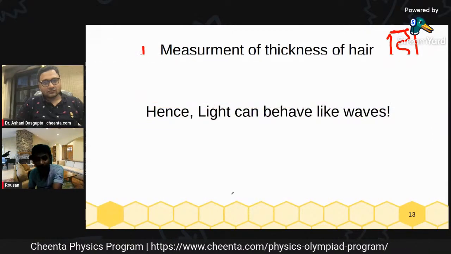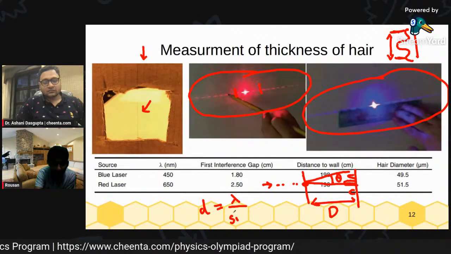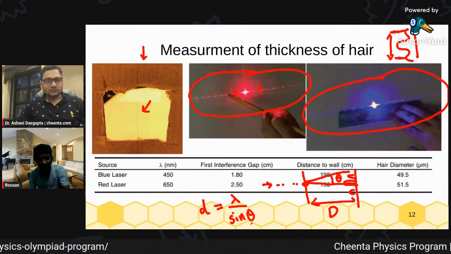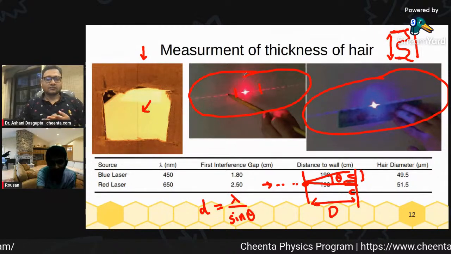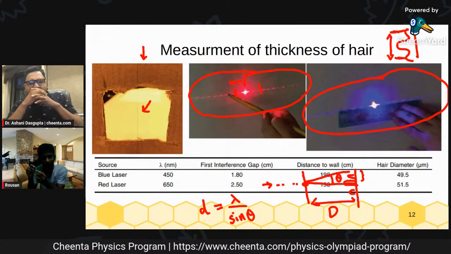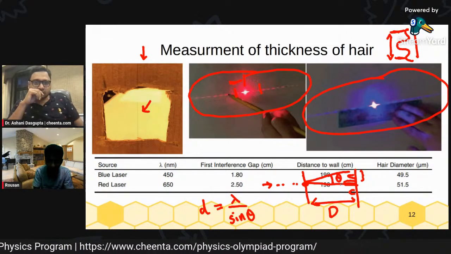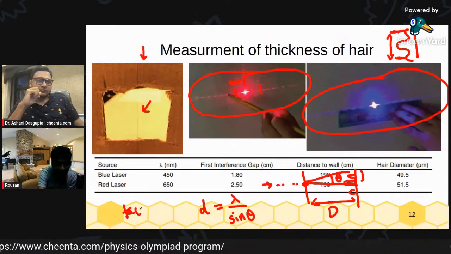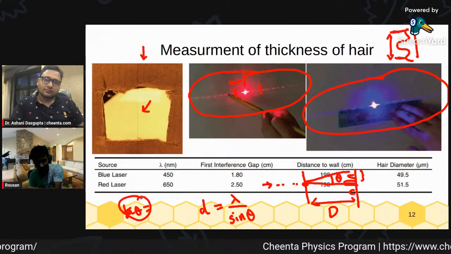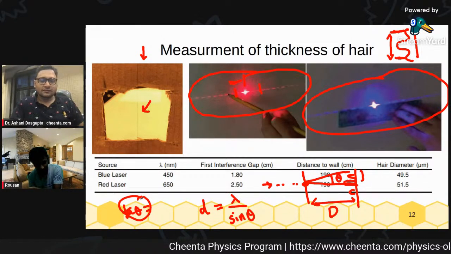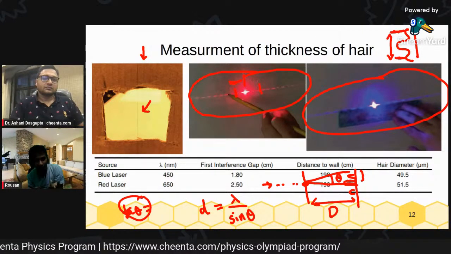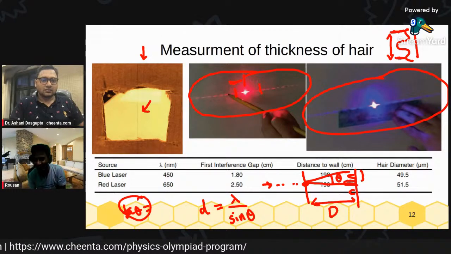Oh, sorry, lambda into sine theta. So by just measuring this particular distance, that is this half distance, and you already have the knowledge of this d, you can take the value of this theta, right? You can find out the tan theta. Once you have the tan theta, you can find out the sine theta. Put it in the equation, you will get the measurement of the thickness of your hair. How beautiful this thing is.